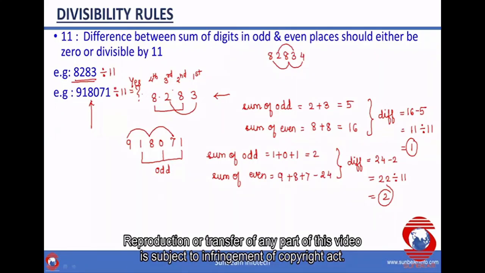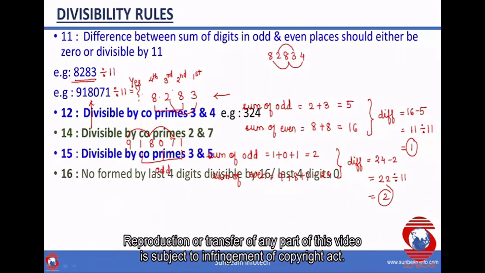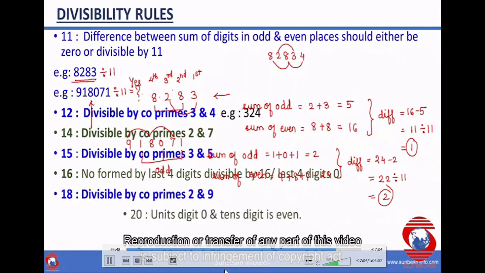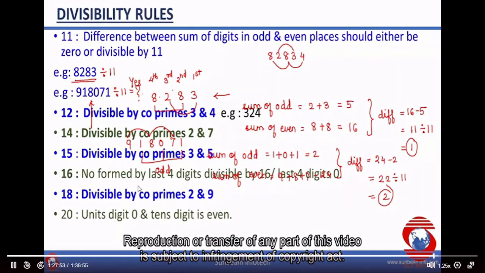Now, speaking about 12, about 14, about 15, about 16, about 18, about 20. All this, you can just go through it. You can keep it with you. I will share this slide also. Maybe they will be used for 2 to 11, right?